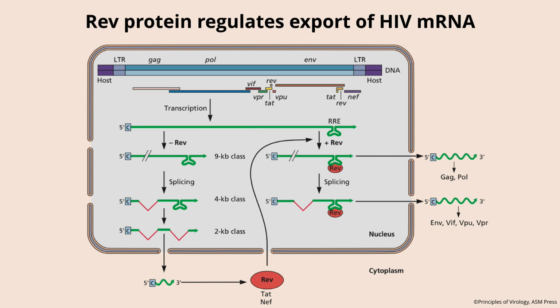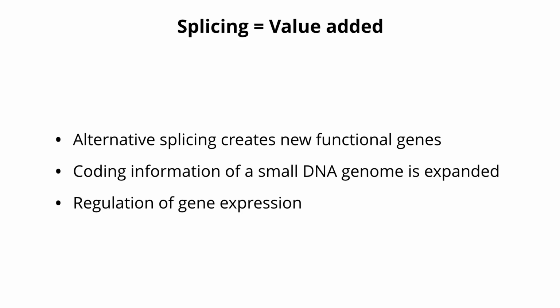So 2 ways to circumvent the need for being spliced for export so that you can move out partially spliced mRNAs. And of course, that gives you more flexibility. All the adenovirus mRNAs I showed you that are partially spliced and give you more coding capacity, that's how you do it. Splicing is value added. You get new genes made by alternative splicing. You can expand the coding region of a small genome, and you can regulate gene expression. You can regulate when proteins are made or not made by splicing that gives rise to them or not.